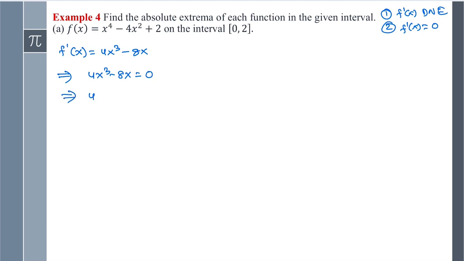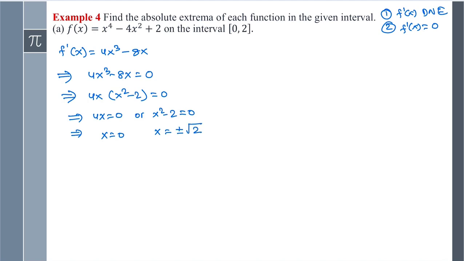So we can factor out 4x here. That gives us x squared minus 2 equals 0. Now from here we can say 4x equals 0 or x squared minus 2 equals 0. So from here we get x equals 0, and from here we get x equals square root of 2, so we have positive and negative square root of 2.